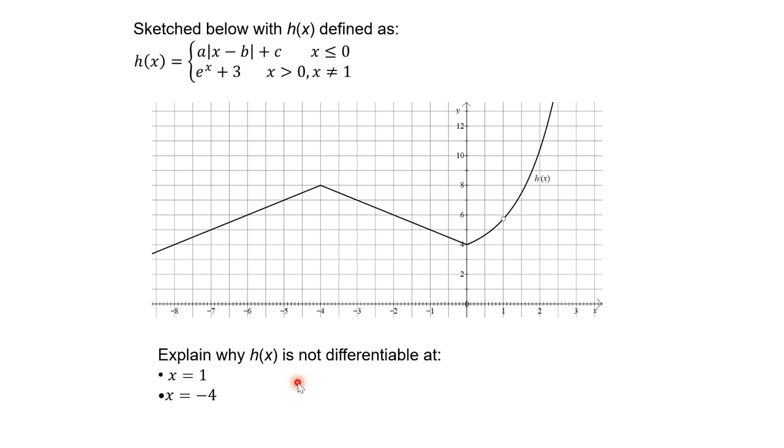Remember, for differentiable, there's got to be 2 components. Continuous first, then we look at the gradients. Okay, so let's look at what happens at x equals 1. So I can see at x equals 1, there is a hole in the graph. That means it is not continuous. So I do not go further, and that is why it is not differentiable at x equals 1.